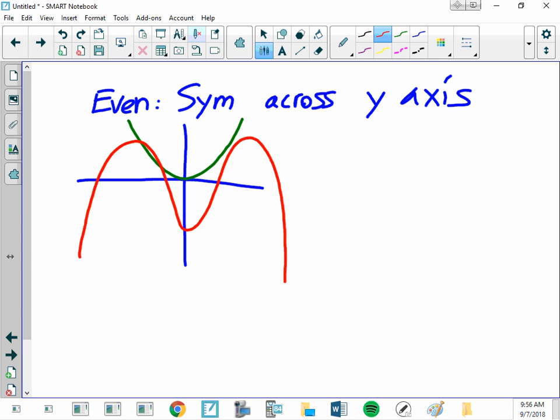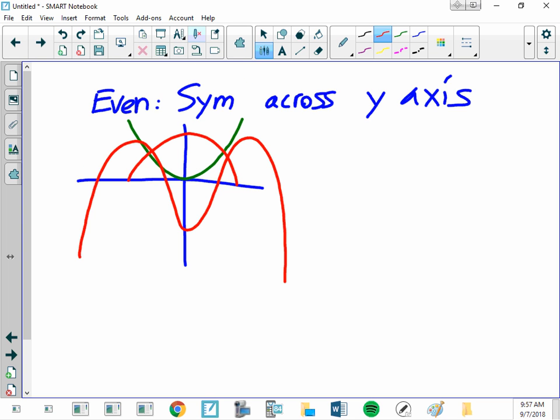This would be an even function. Or we talked about maybe the top half of a circle, as long as it's positioned in the right place, would be an even function. So are all quadratics even functions? No, just the ones that are symmetric across the y-axis. Okay?